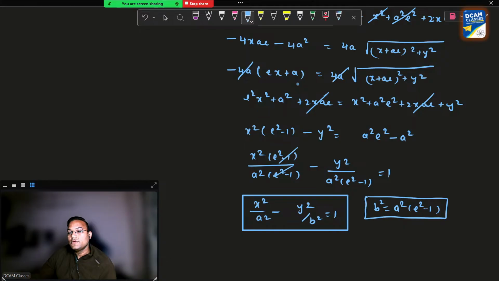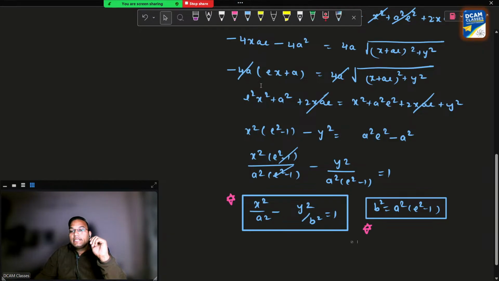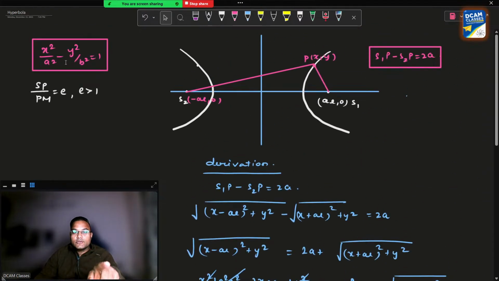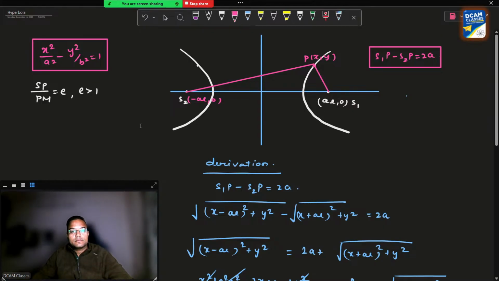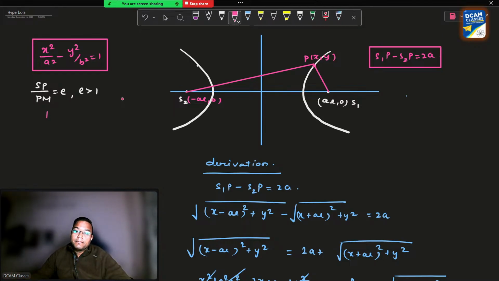These are the two things that you have to keep in your mind. These are the major differences between the ellipse and the hyperbola. In a hyperbola, the equation is x square by a square minus y square by b square is equal to 1. Because there is a minus, the curve is cut open like that. Another important thing to keep in mind is SP by PM is e, that we already have, where e is greater than 1. But the important part is here b square is equal to a square into e square minus 1. It's not 1 minus e square like the ellipse, it's e square minus 1. These things you have to keep in your mind.